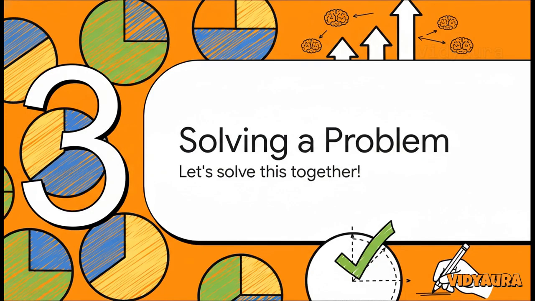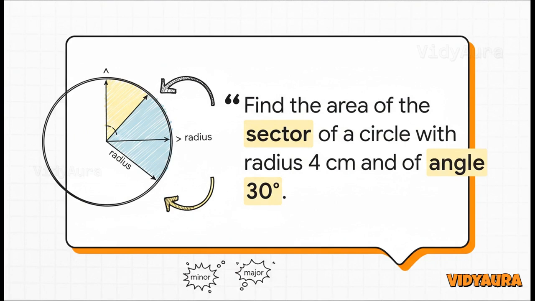Okay, enough with the theory. The best way to learn math is by actually doing it. So let's walk through an example together, nice and slow, step by step, to see how these formulas really work. Don't worry, you've got this. Okay, here's our problem straight from your textbook. We need to find the area of a sector that has a radius of 4 centimeters and an angle of 30 degrees. And then, as a part 2, we need to find the area of the big corresponding major sector.